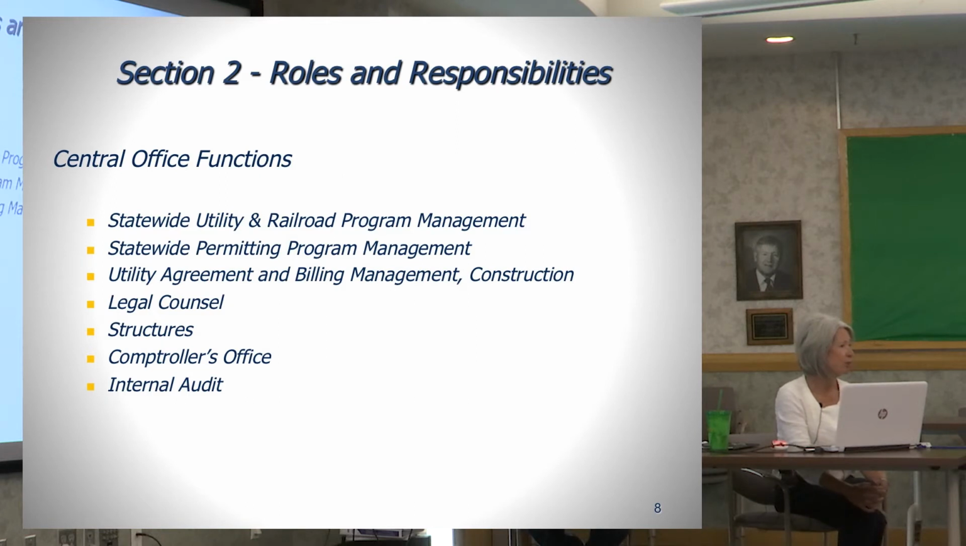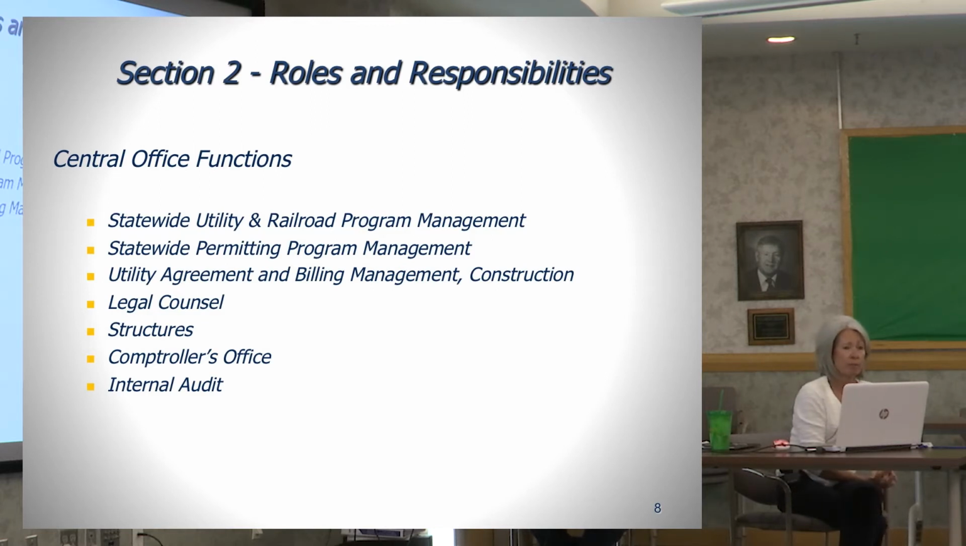Section 2, roles and responsibilities, is divided into 3 sections. Central office functions include statewide railroad and utility program management. The statewide permitting program is at the central level. Utility agreement and billing management is handled in the construction office at central. Also, legal counsel for structures, if there are any utility-related impacts or attachments to structures that could be involved. The comptroller's office and internal audit.